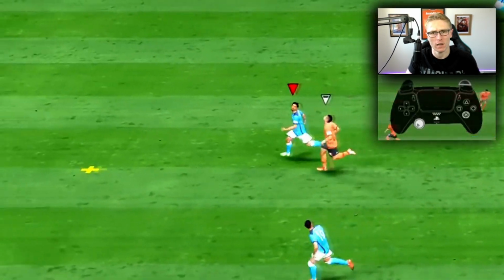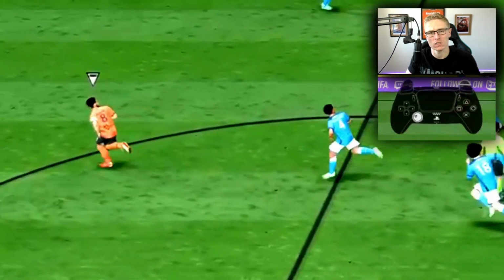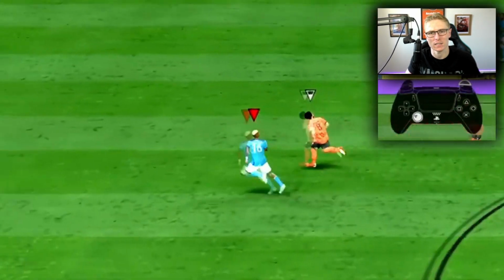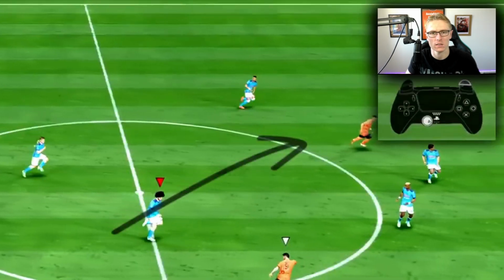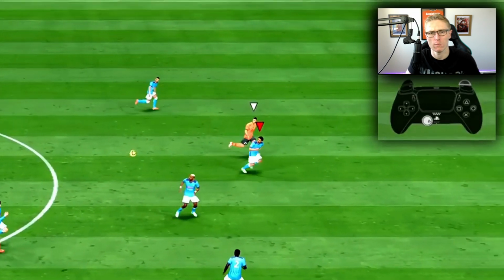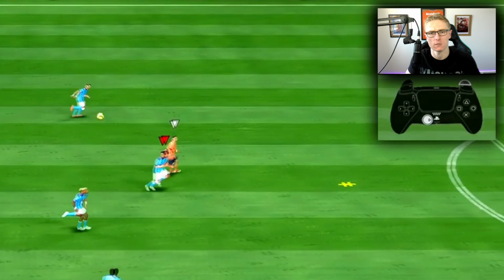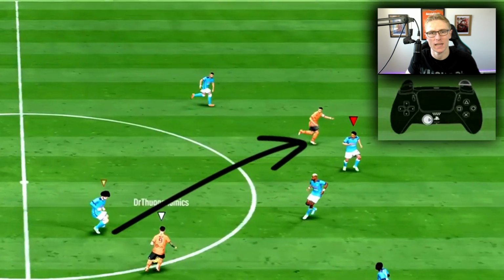So when you're tracking runs, I recommend just holding sprint. Hold R2, run alongside that attacker up until he stops making that run. Okay, this is super important. Otherwise, you will lose the momentum, and if he plays an over the top through ball, your defender will be in a very vulnerable situation, so he will have slowed down and the attacker will have an easy run in on goal.